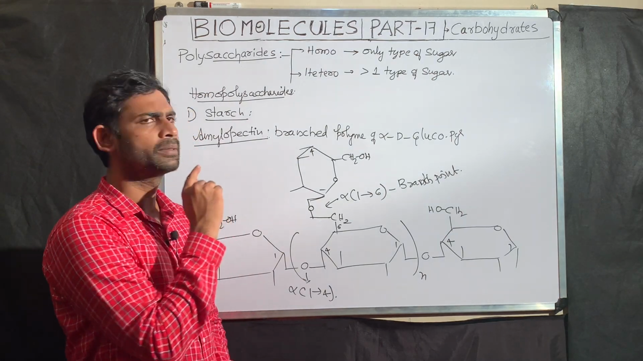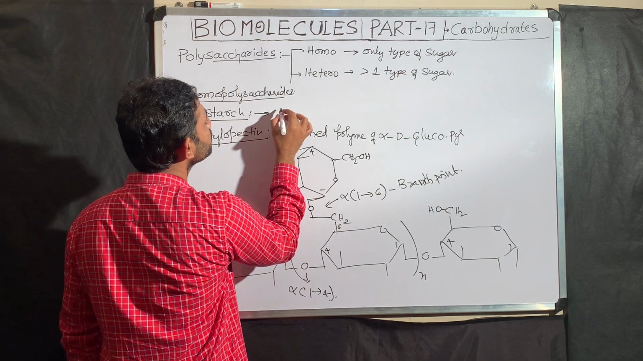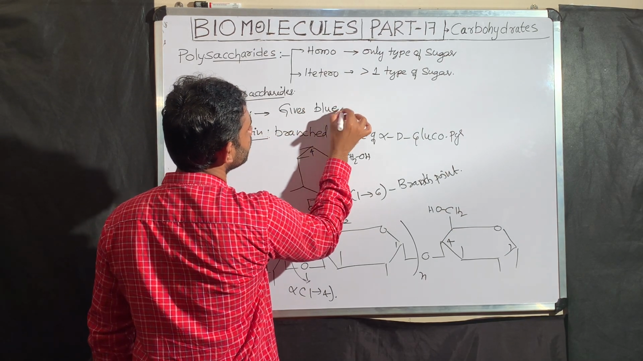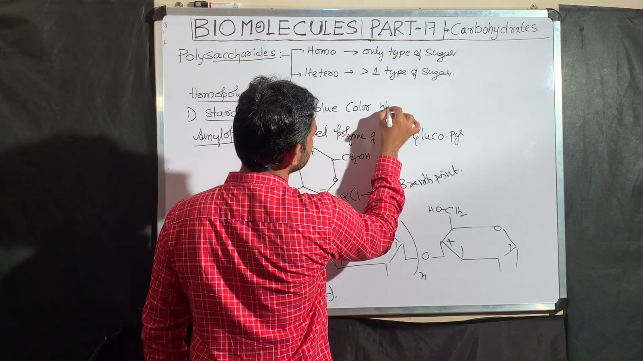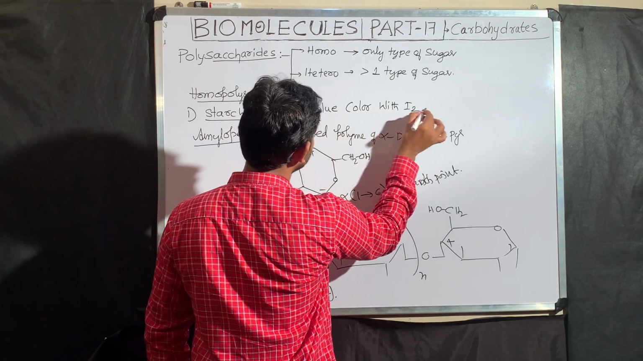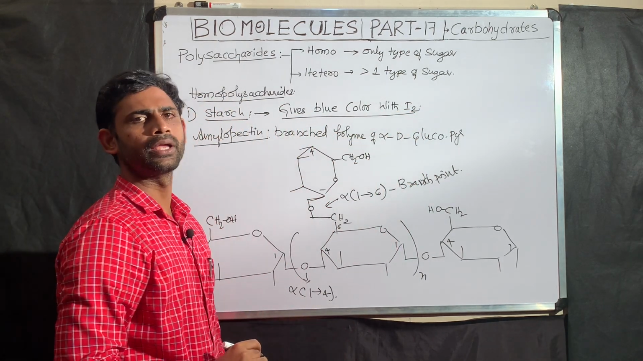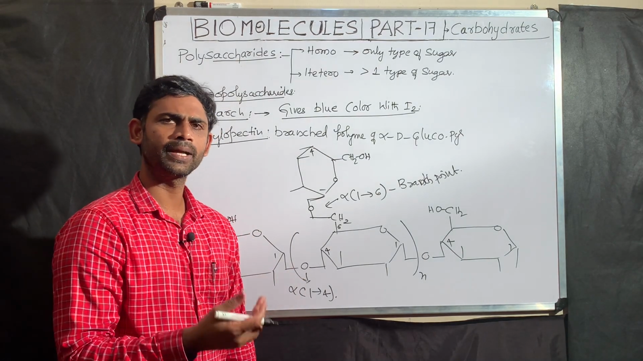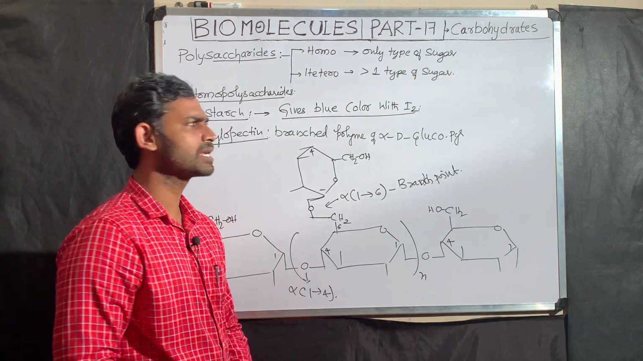Then a very important point with respect to the starch: starch gives a dark blue color, deep blue color with iodine. That I will explain. Starch gives the blue color with iodine. The reason is, as we know, starch consists of amylose and amylopectin. This amylose is a part of the starch.